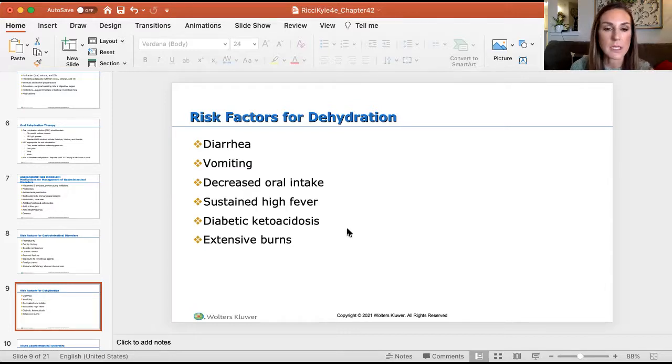So we know that the protective layer of our skin kind of holds that moisture in. So when that's been open with a burn, we've got an open area, and all of that fluid is just lost.